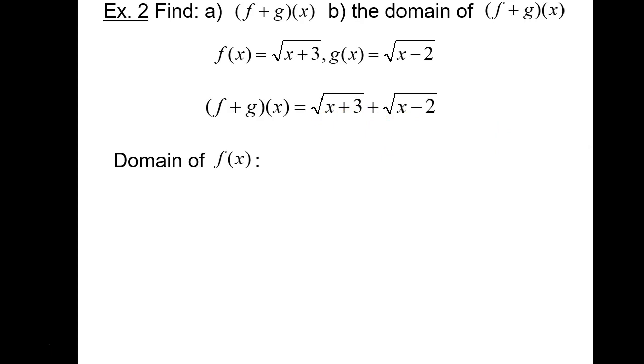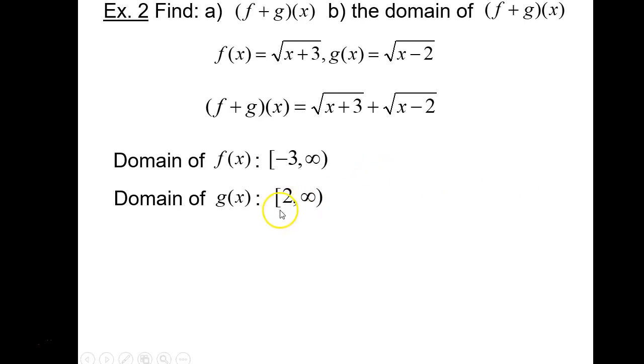For the domain, we're going to look at the domain for f, and we're going to look at the domain for g individually. So start with the domain for f. The function was the square root of x plus 3. We have a radical, so that means we need to take the x plus 3 and make it greater than or equal to 0. And then when we solve that inequality, we get negative 3 to infinity for the domain. Go ahead and find the domain of g of x. Take a minute and pause the video if you need to. You're going to take the x minus 2 and make it greater than or equal to 0. When you solve that inequality, you get 2 to infinity.